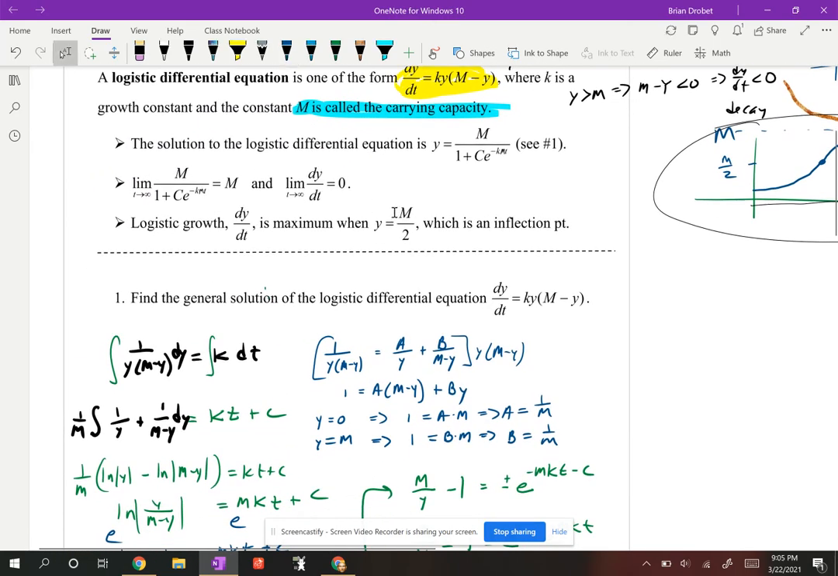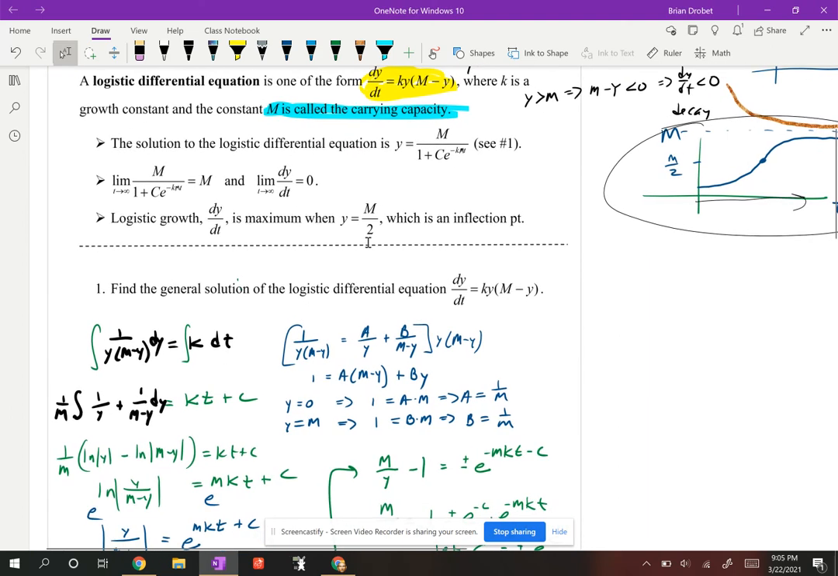The reason I bring this up is because this is a common question on the AP test, where they'll ask you, where's the inflection point on the logistic curve, or when is the population growing at a maximum? Well, it's when the derivative is a maximum, which is always when the population is m over 2.